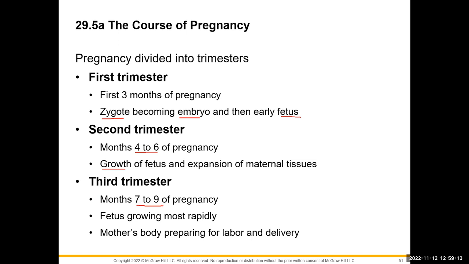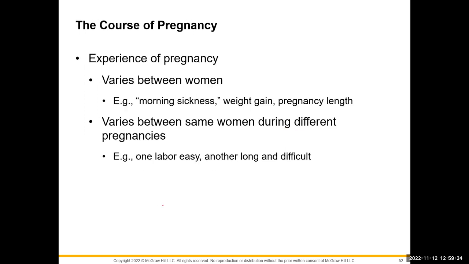And the same thing with mom, she is going to be getting ready to deliver the baby. So again, we're going to see some changes occurring in some of the internal tissues of the uterus. We'll talk about that. But the third trimester, we're kind of getting ready for the party. We're going to have the birth of the child. And so mom's body is getting ready for that. So a lot of things can happen during pregnancies.